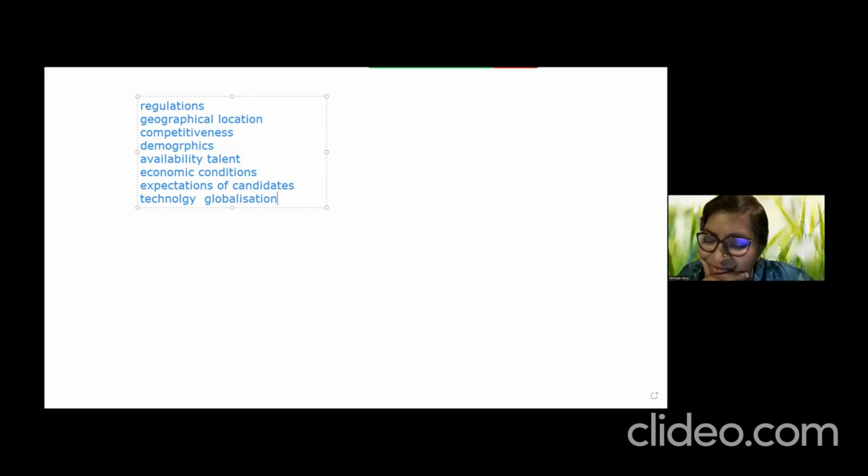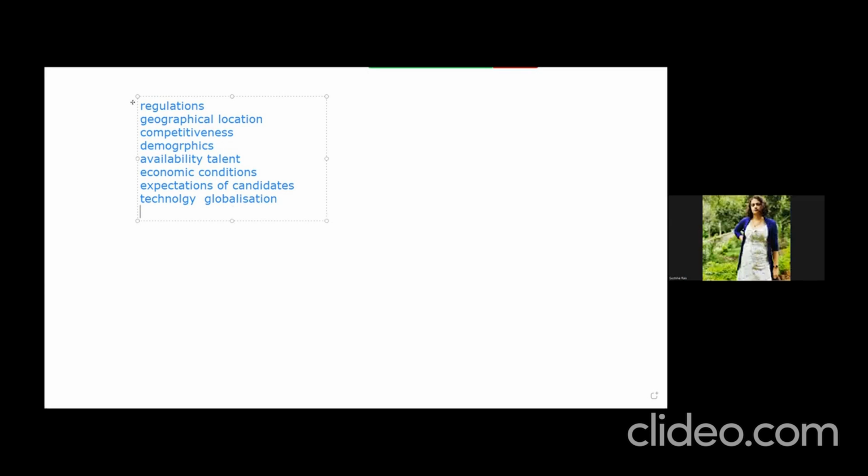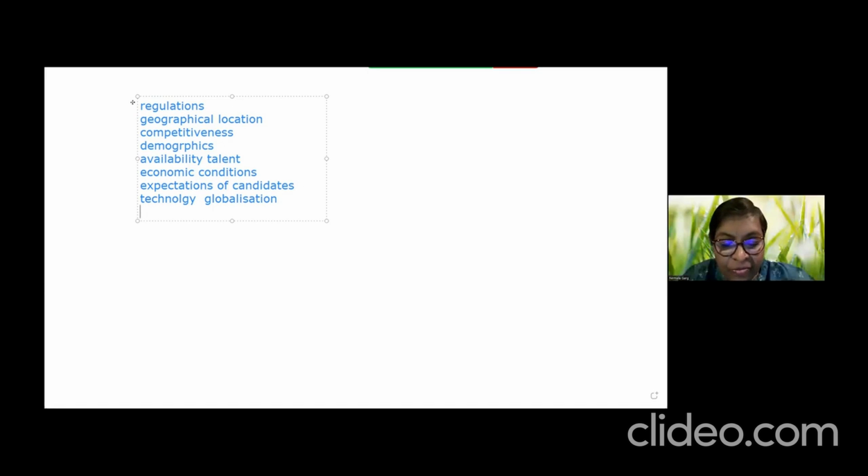Then what else? Diversity. I think that comes under demographics. You can add it as demographics, just to bring it a little more diversity. All right. So these are some of the external factors which are impacting our compensation.